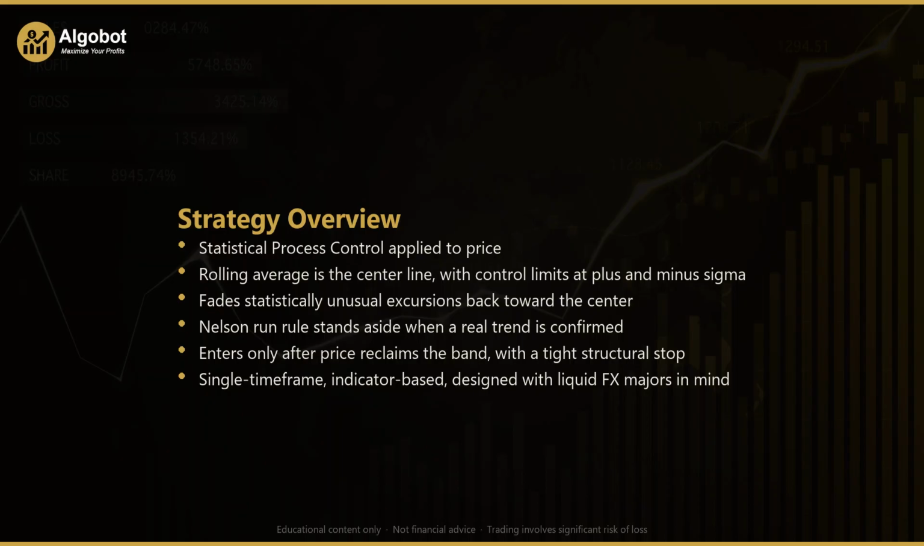The core idea is mean reversion. When a single bar closes beyond one of those control limits in an otherwise calm, ranging market, the strategy treats that excursion as statistical noise rather than meaningful new information, the kind of stretch that tends to pull back toward the center. But the strategy is careful. It also watches for a sustained run of closes on one side of the center line. If enough closes stack up in a row, that suggests the underlying average has genuinely shifted and a real trend is developing. In that case, the strategy steps aside and avoids fading that move.